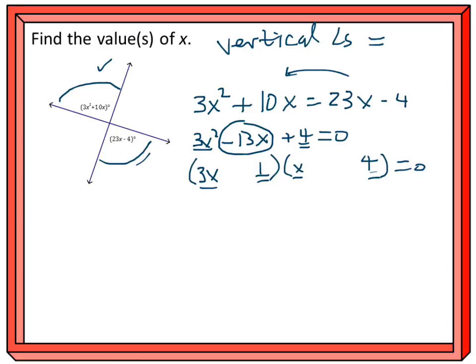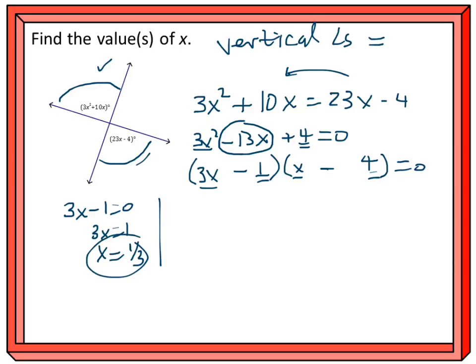Since this is a positive 4 and I'm adding up to a negative 13, both of these signs have to be negative, like so. Now I'm just going to set each of these equal to 0 and solve them. 3x minus 1 is equal to 0. I'd add the 1 over and divide by 3, so x is equal to a third. So there's one possibility for x.